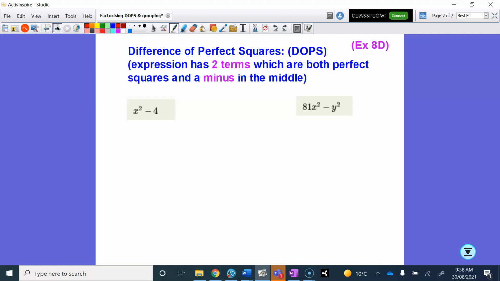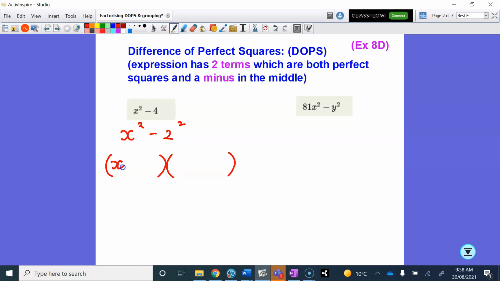So in the first example, you can see you could rewrite that as x squared take away 2 squared. And in that case, I've got two terms. Both of those terms are perfect squares and there's a minus in the middle. So I'm happy that's a DOPS question. And I know from my experience of expanding these type of things that the factorised form of this expression is going to have two brackets.